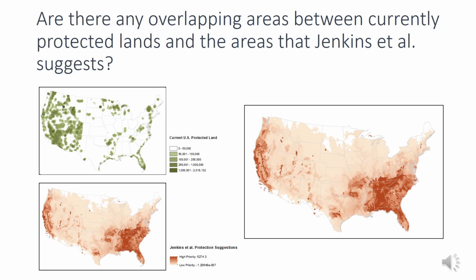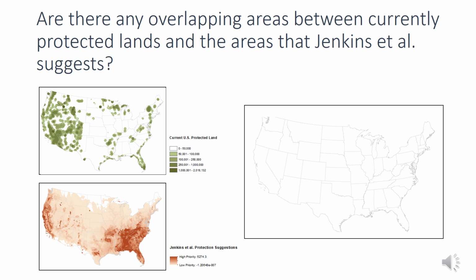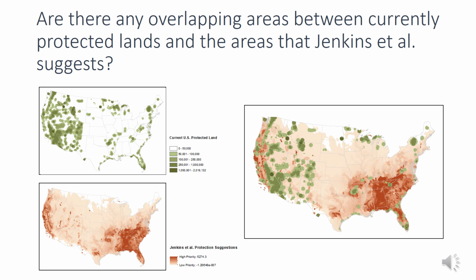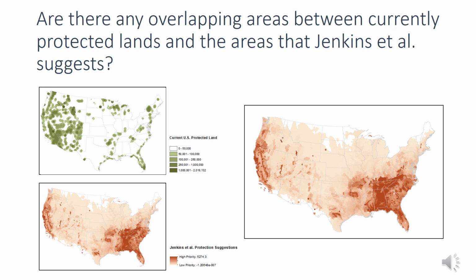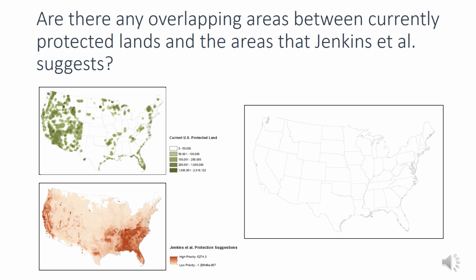This map shows the relationship between the priority conservation areas outlined by Jenkins et al. and the lands we currently have protected. While there are some areas that overlap on the western half of the United States, much of what Jenkins et al. suggests as high priority for conservation is currently unprotected.